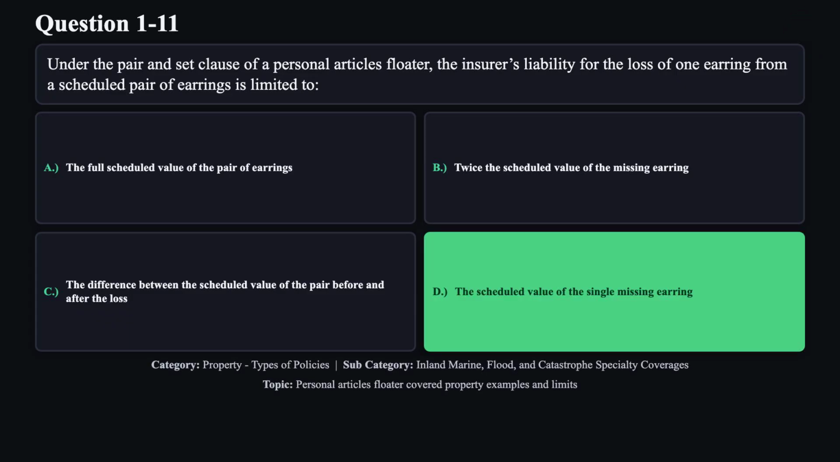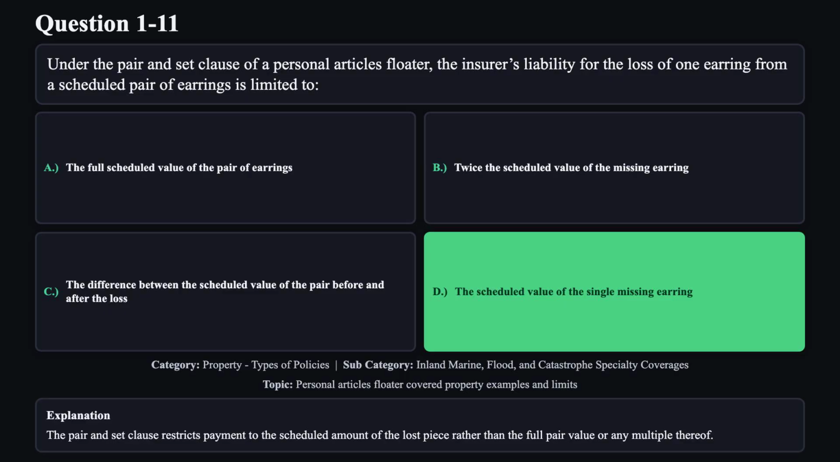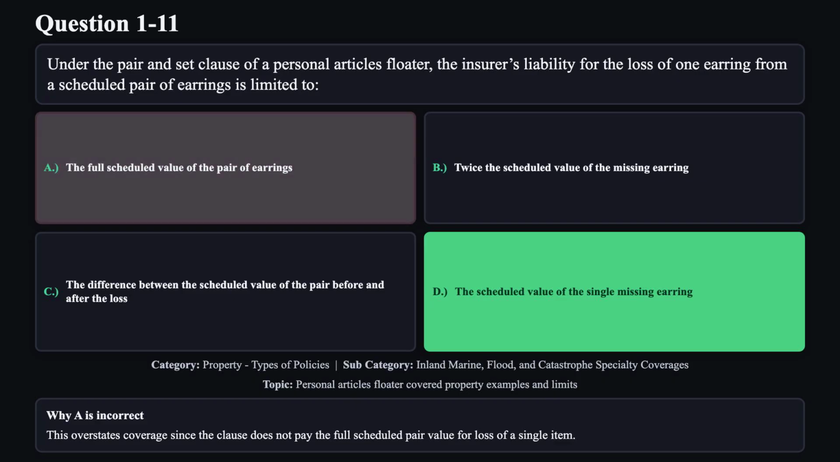The correct answer is D. The pair and set clause restricts payment to the scheduled amount of the lost piece rather than the full pair value or any multiple thereof. Reason A is not correct. This overstates coverage since the clause does not pay the full scheduled pair value for loss of a single item.